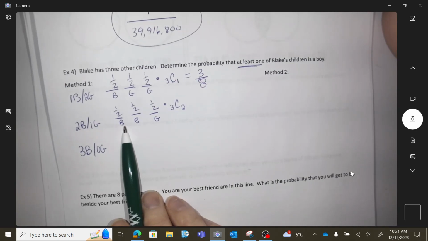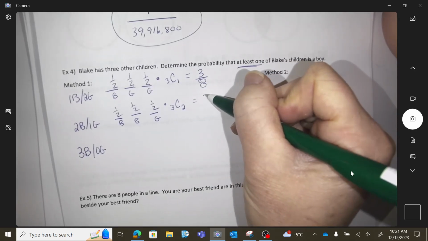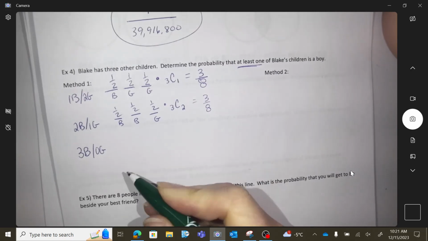You could go what? Boy, boy, girl. What else could you do in that family? Boy, girl, boy. That's number 2. Girl, boy, boy. So that's the 3rd, right? So this is also 3/8.